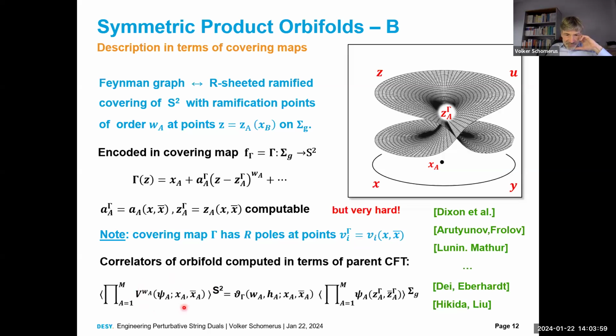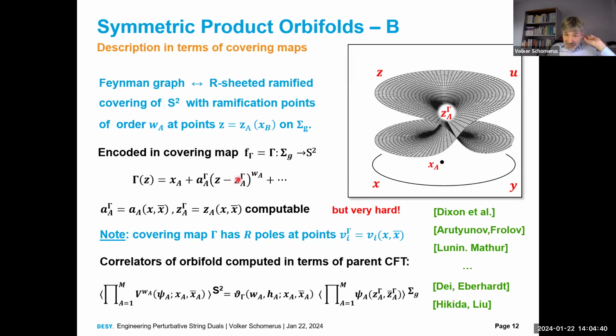These would be dressed twist fields, not just twist fields, but dressed by some extra contribution coming from the parent theory. You insert them at these points X_A on the two-sphere, and you can, in principle, and also in practice, relate that to a calculation of correlation functions in the parent theory, which is performed now on a genus G surface. And the fields in the parent theory are inserted at these points on the covering space.